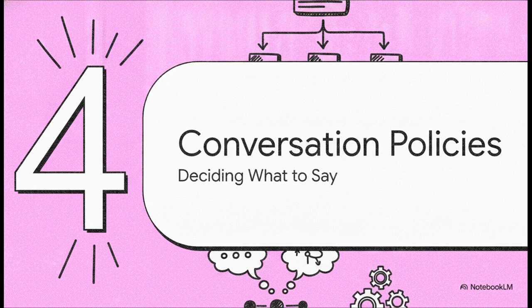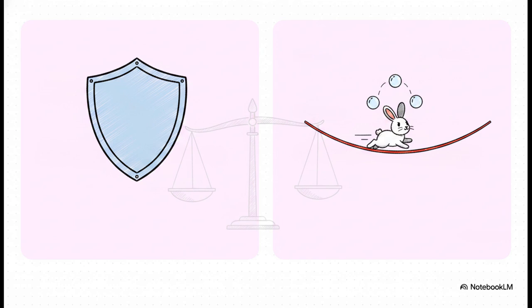So, once the system figures out what you want or realizes it's totally confused, it enters phase 4, setting conversation policies, or deciding what to say next. The machine is constantly playing this balancing game between explicitly double-checking everything versus implicitly moving things forward. If it uses explicit confirmation, it's super safe. You can just say no if it's wrong. But it makes for a painfully slow, robotic conversation.